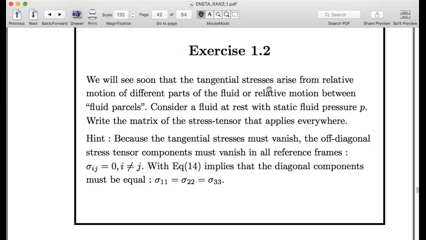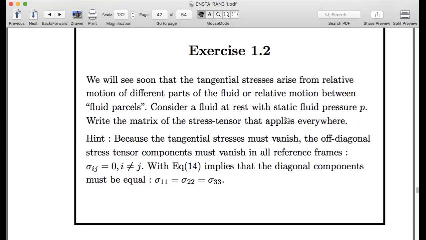So these tangential stresses arise from the relative motion between different parts of the fluid that we like to call parcels. So there's relative motion between fluid parcels. That gives rise to tangential stresses in the neighborhood of this relative movement.